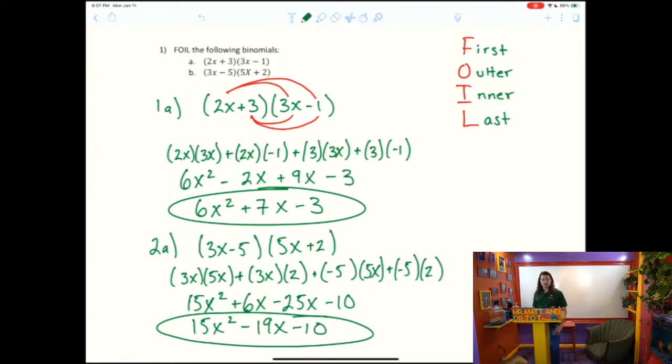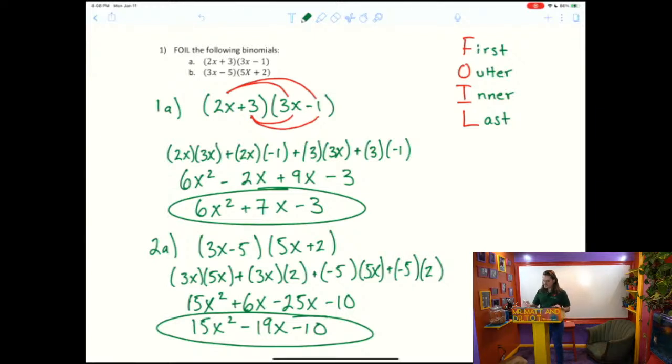2x times 3x is 6x squared. 2x times negative 1 is negative 2x. 3 times 3x is a positive 9x. And 3 times negative 1 is a negative 3. The negative 2x and the positive 9x can combine together to become a positive 7x, leaving you with a final answer of 6x squared plus 7x minus 3.